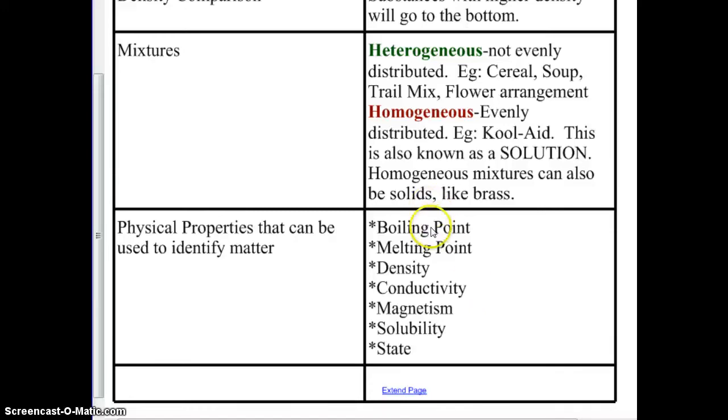Boiling point will, melting point will, density, conductivity, magnetism, solubility, and state will all allow you to identify a substance, because substances have unique boiling points, melting points, density. They will maintain their conductivity, their magnetism, their solubility, and their state.